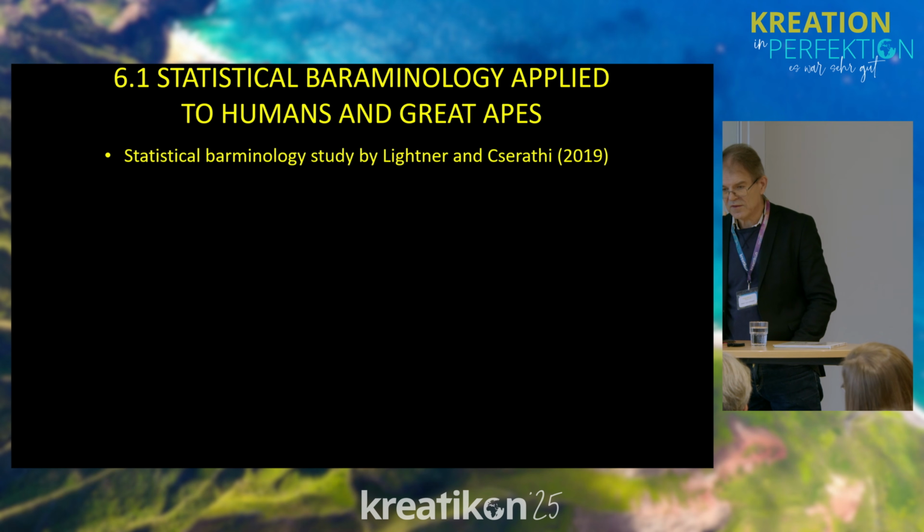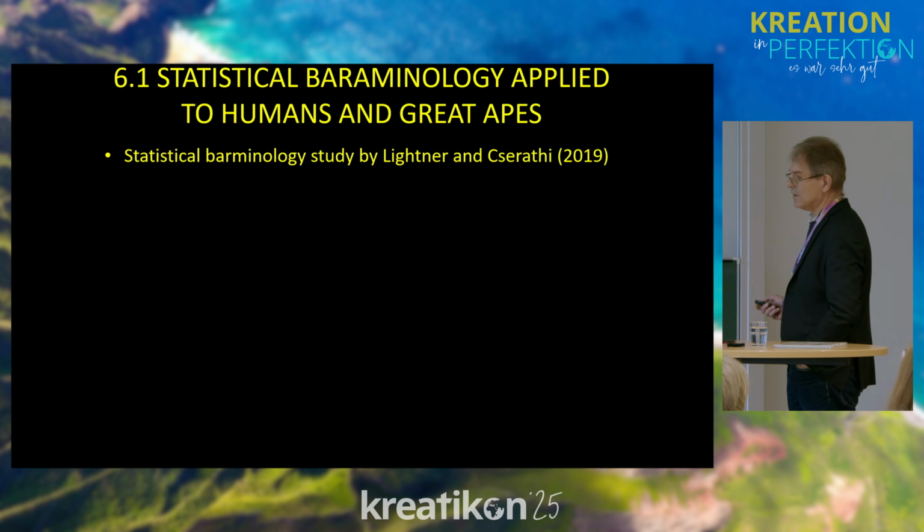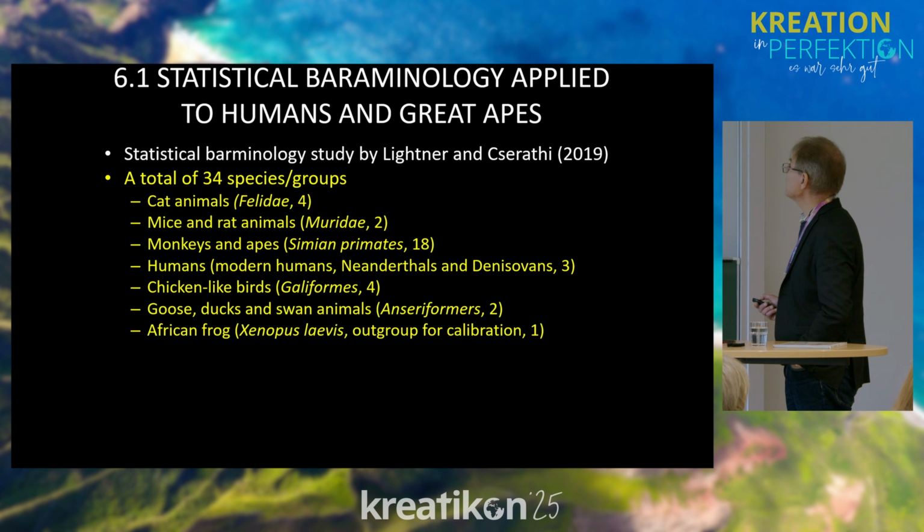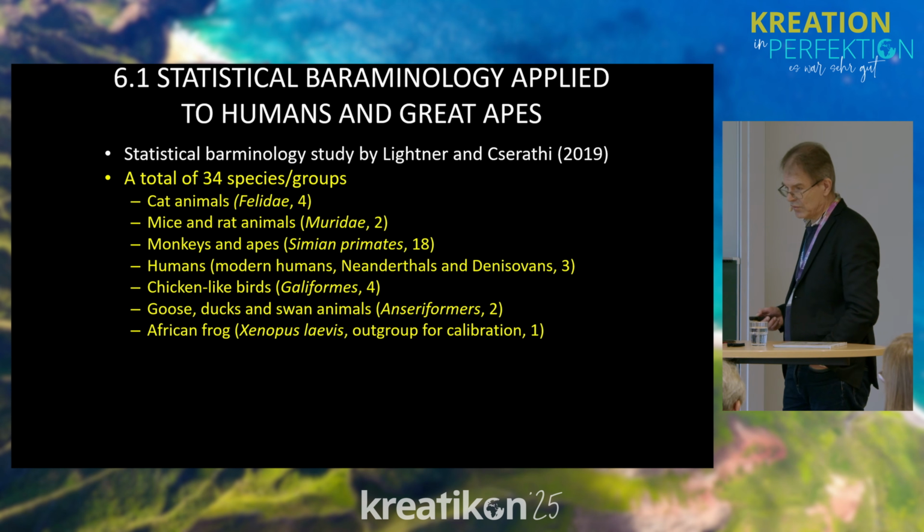Let's start with the statistical baraminology study I mentioned, the paper by Leitner and Serrati from 2019. It includes 4 cat animals, 2 mice and rat animals, 18 monkeys and apes, including some great apes. Then we have modern humans in 3 groups: modern humans, Neanderthals and Denisovans. Also chicken-like birds, 4 species, goose, ducks and swan animals, 2 species, and an African frog.